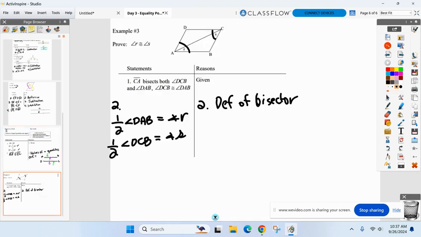Speaking of finishing the proof, I'm taking half of two angles, which we knew were congruent. So what do I know about the halves I just called R and S? They're equal now. And that is halves of equal quantities are equal.